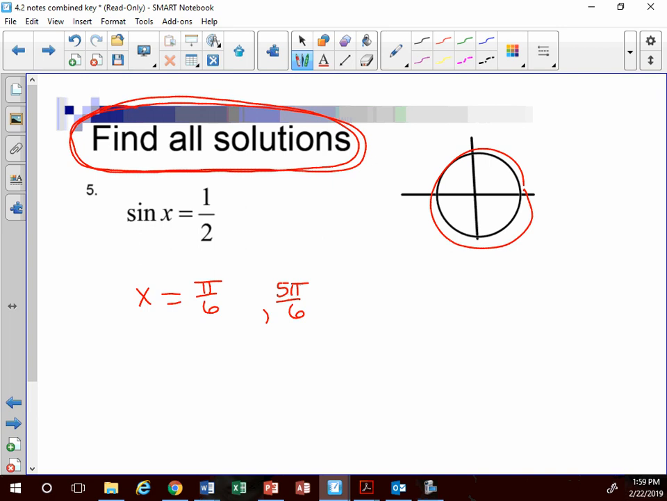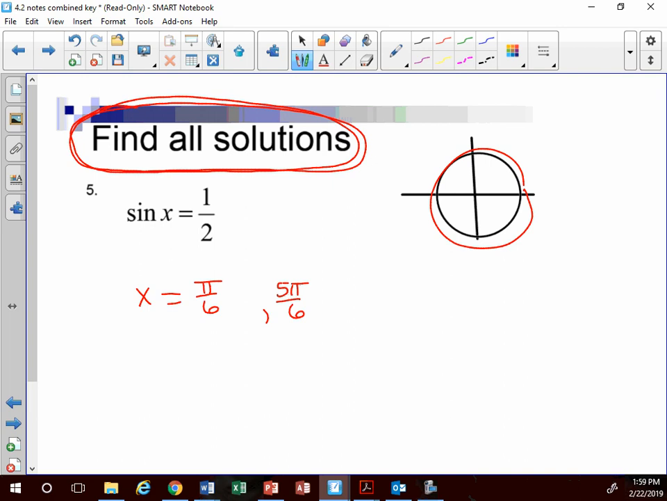It's very easy to mix those two ideas, so you really have to pay attention: okay, inverses I do this way, solving I do this way. All right, now guys, that's not your only answer because it says find all solutions. Well, what if I went around the circle again? Right, there's infinite answers here.